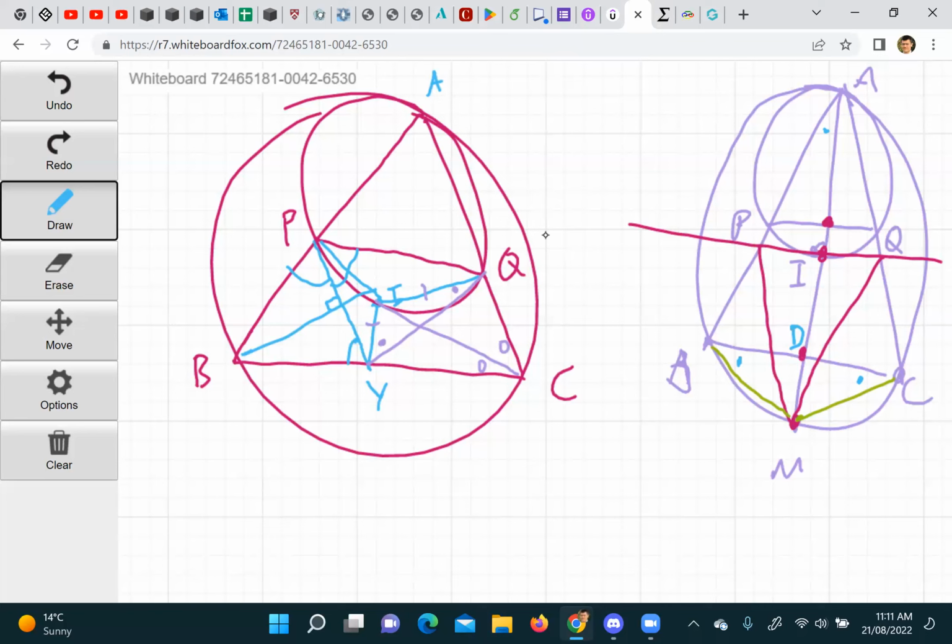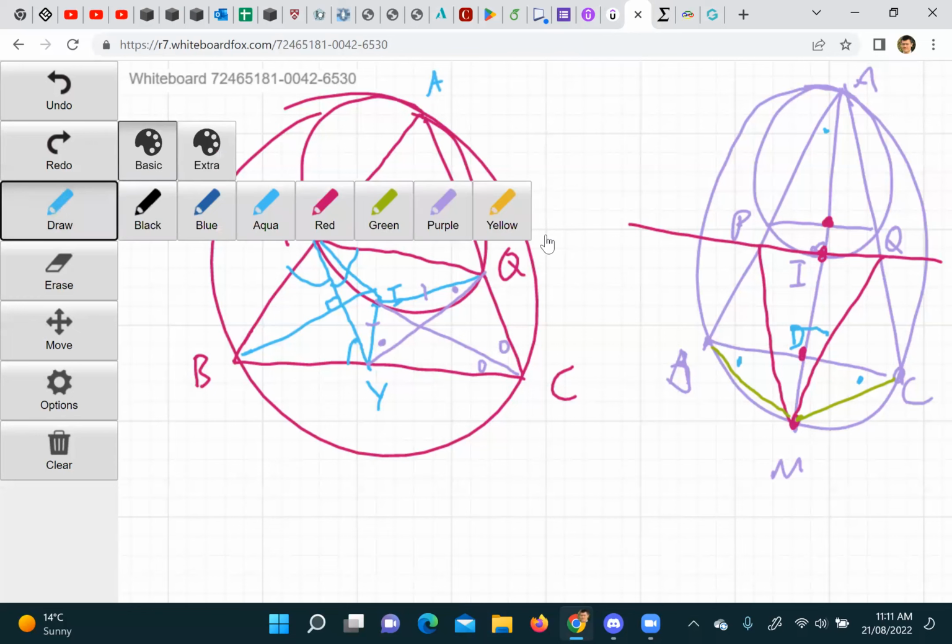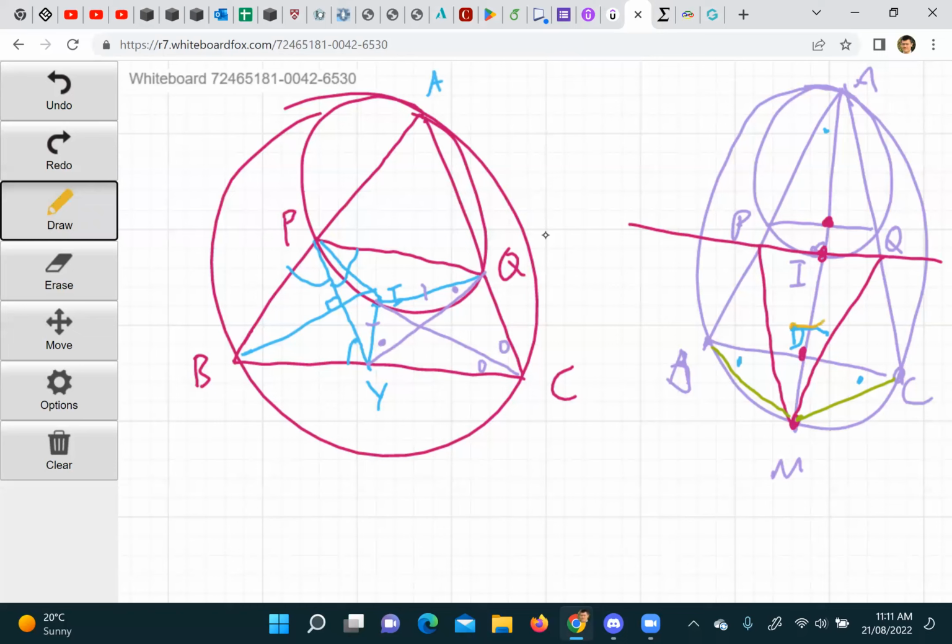ABM. BM. Because of the similar triangle. Wait, can I just scroll the parallel line? Because like, okay. By well known this. Okay, by well known this.